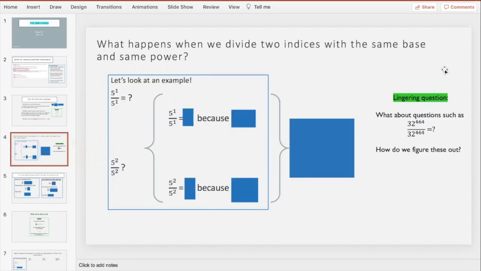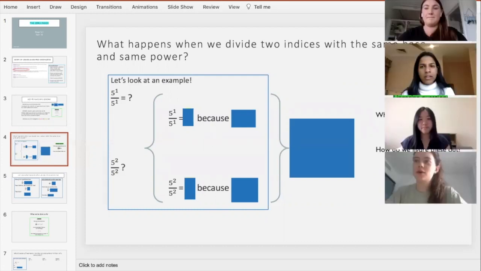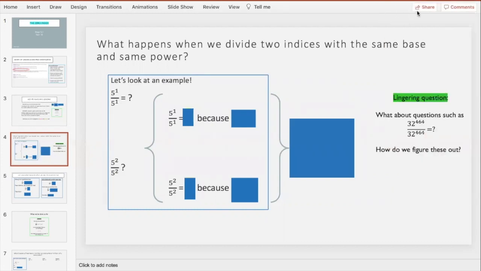So coming on from our quotient rule, we know how to do, for example, 5 to the power of 7 over 5 to the power of 5. You just minus the powers and you've got your answer, 5 to the power of 2. But what happens if we divide 2 indices with the same base and the same power? Does anyone have any idea? Equal to 1? Oh, wow. You're ahead of the game, Lily. Good job. So we're going to look at an example and then see how we can get to your answer, which was equal to 1.